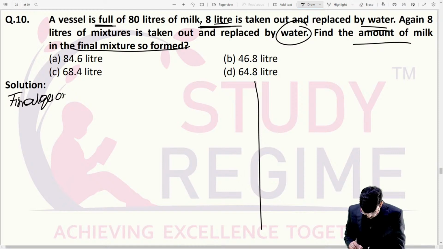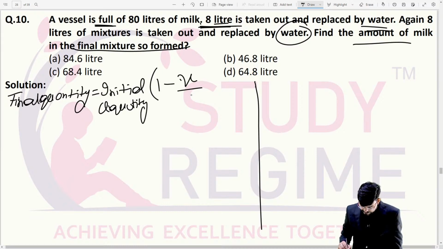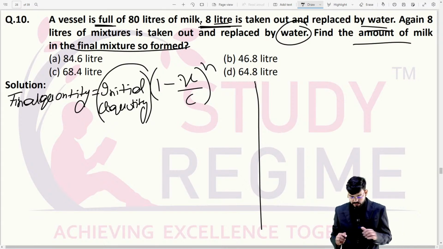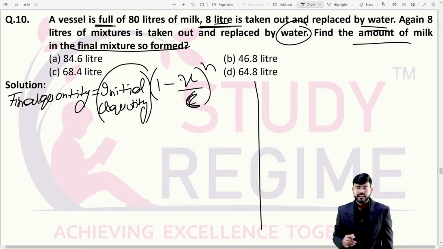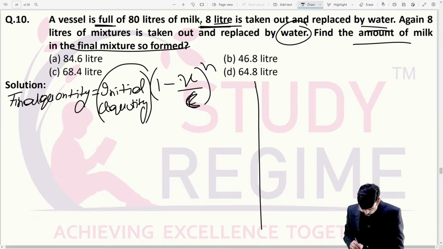Final quantity is equal to the initial quantity into (1 minus x upon c) to the power n. Here x is the amount of the quantity which is taken out at a time, c is the capacity of the container, and n is the number of times the process has been done. Here in this question, initial quantity is what?